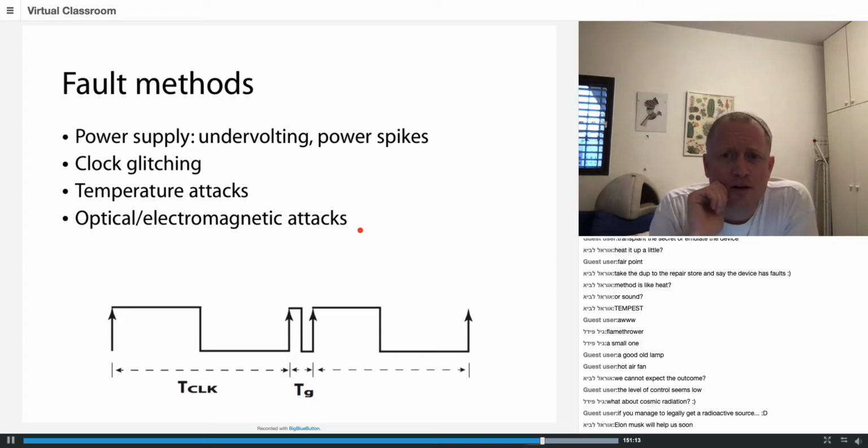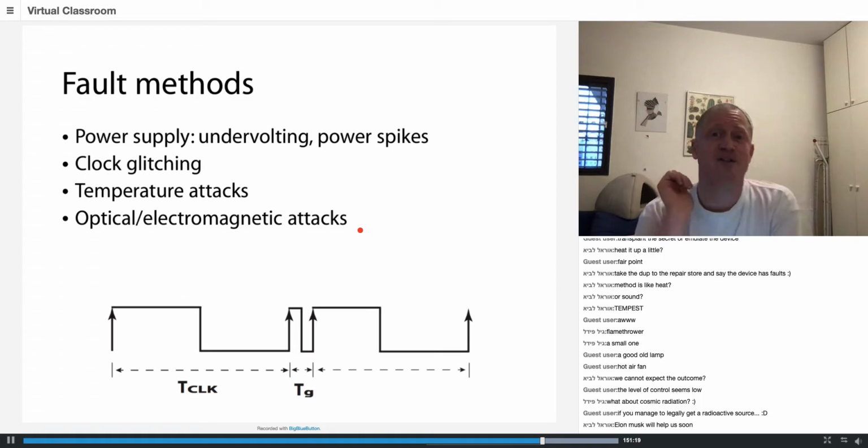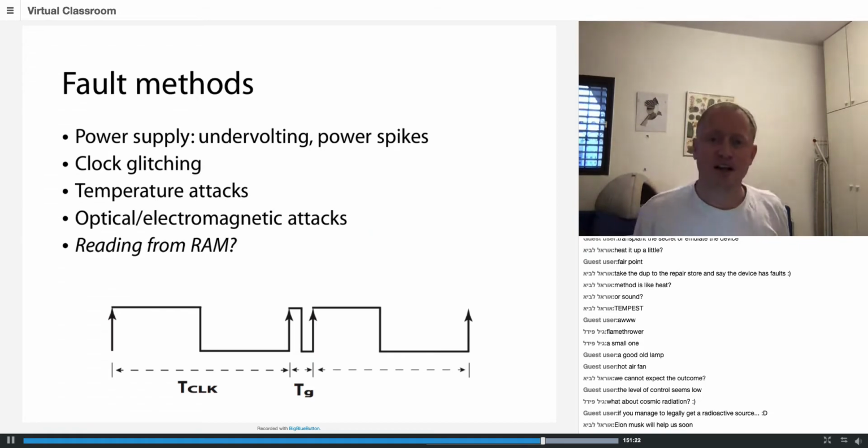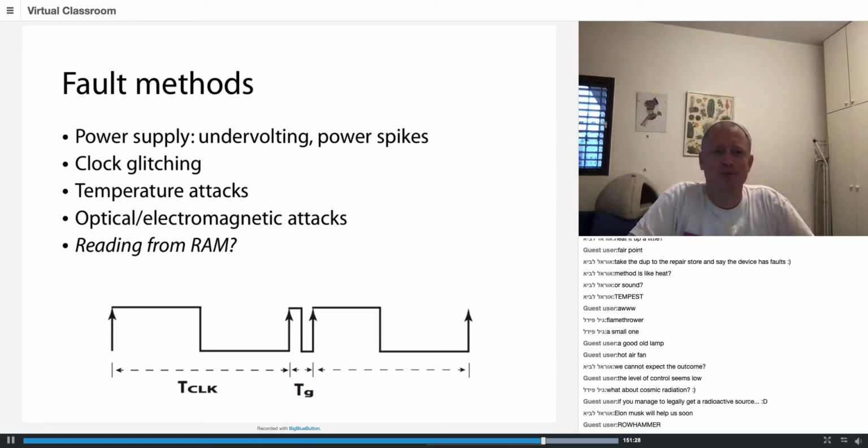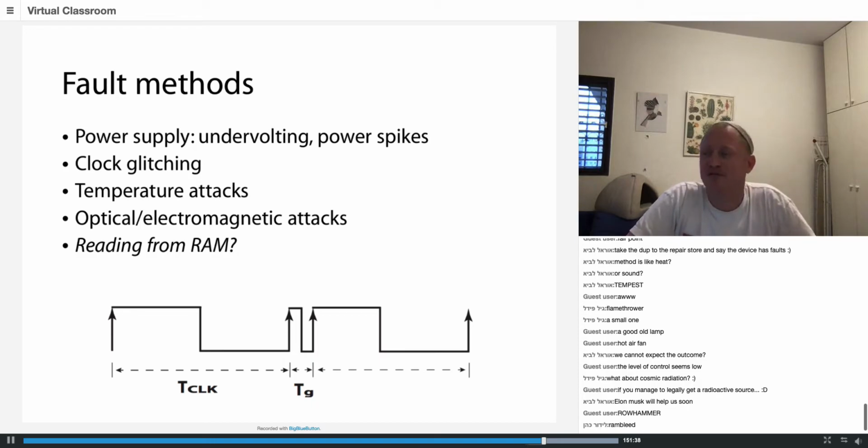But two very crazy methods of generating faults came in very recently. One method of generating faults is reading from memory. Of course, Rowhammer. I'm going to go into it next week, God willing. But just briefly to state, if you have the privileges of reading, not writing, reading memory on the target machine, for example via JavaScript, then you can do fault attacks.